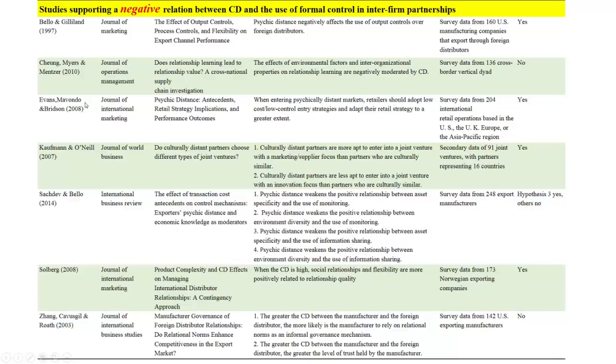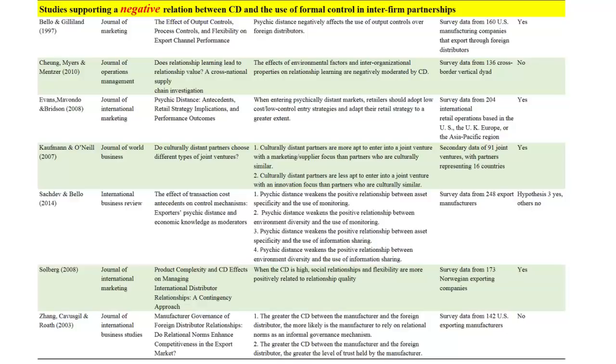Or what about Evans, Mavondo, and Britson: when entering psychically distant markets, and culture distance is kind of a subcomponent of psychic distance, retailers should adopt low-cost, low-control entry strategies to adapt their retail strategy to a greater extent. Again, is that formal control? Kind of, but it's more of an entry strategy.